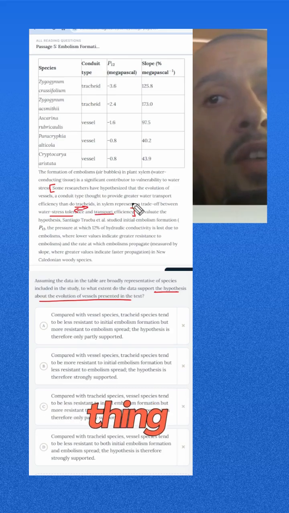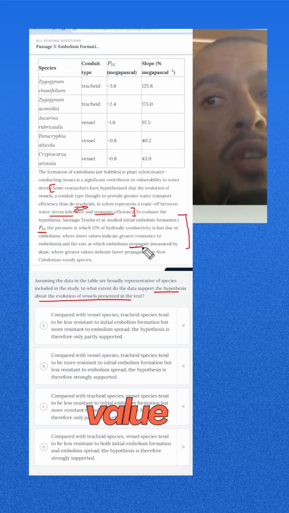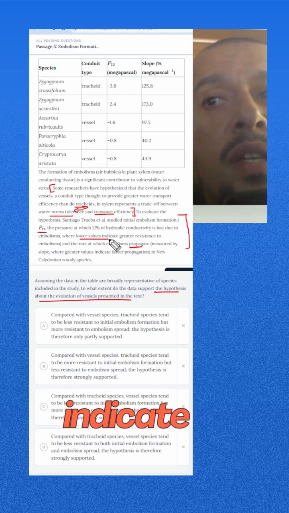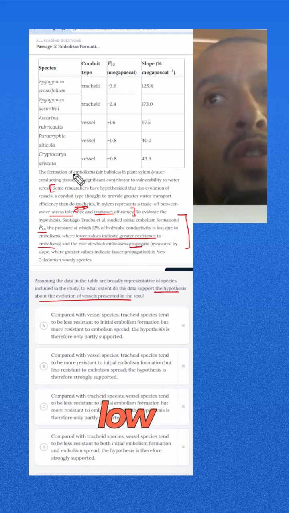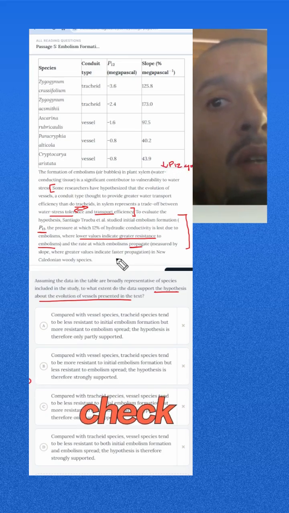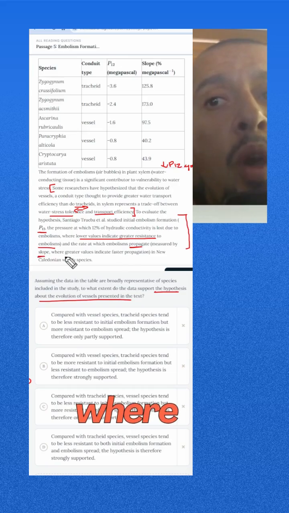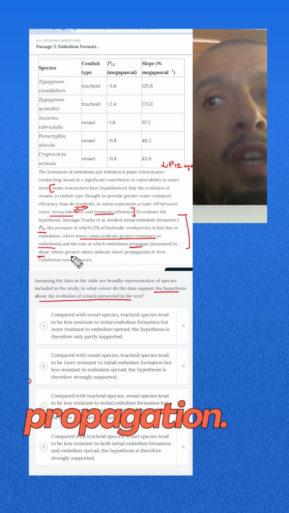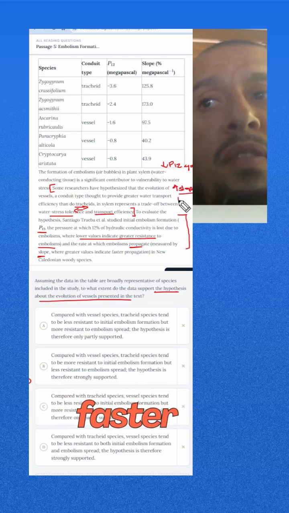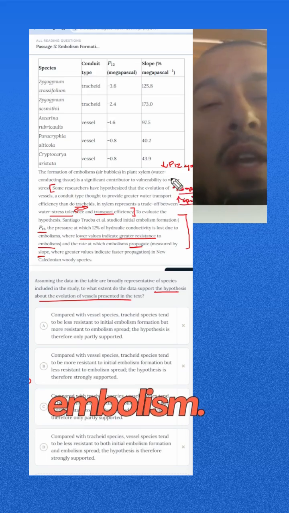And the next thing you need to do is identify your actual values. You need to identify the P12 value and the propagation value, or the slope value. P12 basically is telling us that lower values indicate greater resistance to embolism. So low P12 is good. And then if you check the slope, the rate at which embolisms propagate is measured by slope, where greater values indicate faster propagation. So that means greater slope indicates faster spread of the embolism.